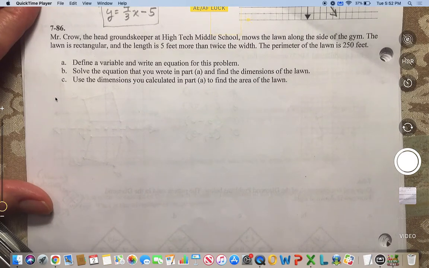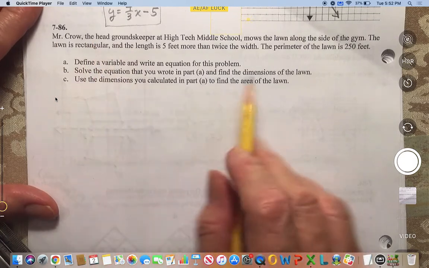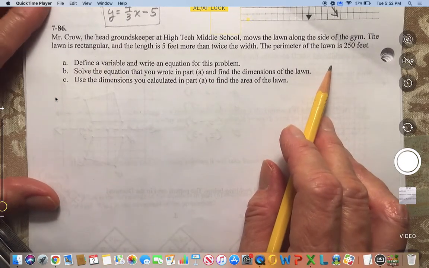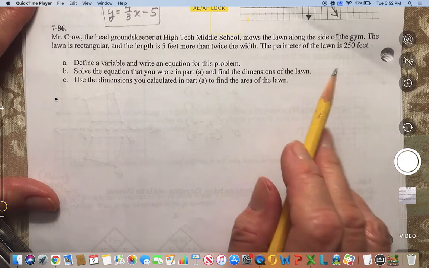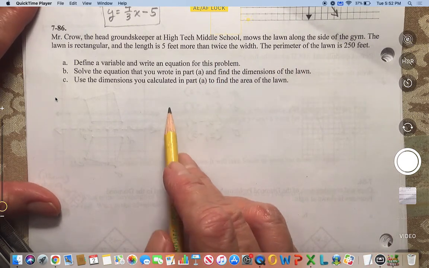This is problem 7-86, and it looks like this is a word problem. So we're going to have to read this through several times, but let's read it through the first time just to see what it's about.